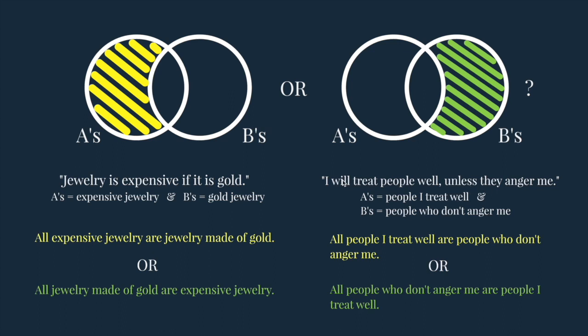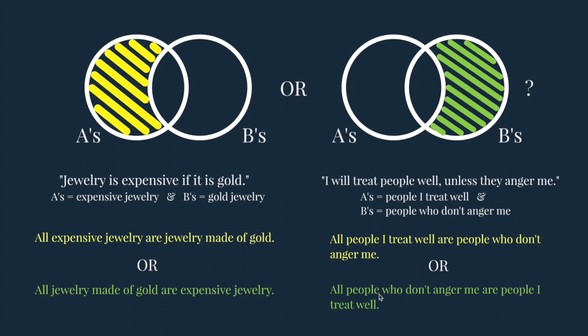Similarly over here, I've got a complicated, difficult conditional statement that uses this word unless, which can very easily throw you. I will treat people well unless they anger me. Let's make A the people that I treat well. And remember, unless has a negation, so I'm going to try to represent that negation here in the B circle as people who don't anger me. So A is the people I treat well, and B is the people who don't anger me.